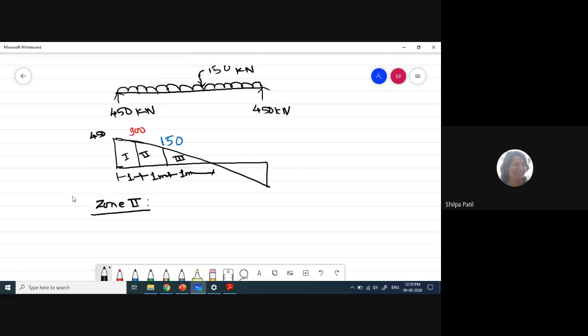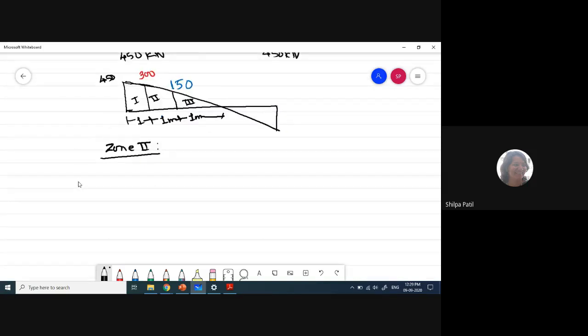Repeat all the steps. The first step, VU, we have already calculated, which is 300 kilonewton. Second step, VUC max. The formula is tau C max into BD. Tau C max, BD, everything is same, right? So the value will remain same. What was it earlier? 558 kilonewton.